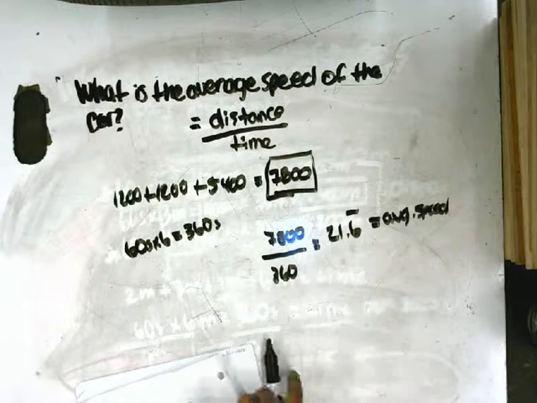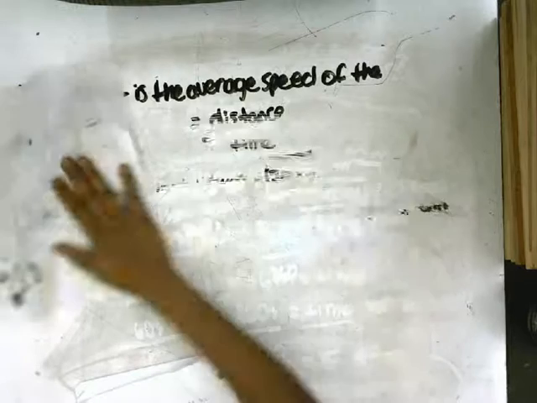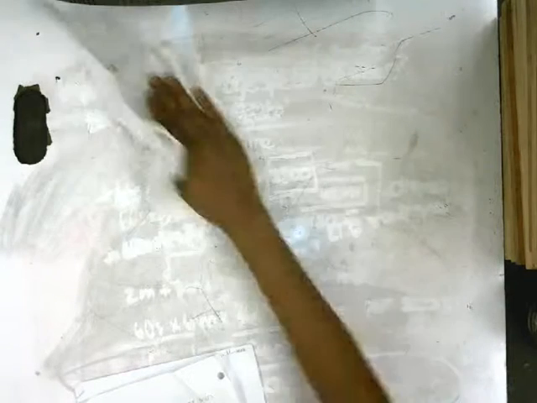Now, moving on to problem number 3. It says a car travels in the negative x direction at a rate of 10 meters per second for 4 minutes, then stops for 1 minute, then the car turns around and travels at a rate of 15 meters per second for 6 minutes. What is the average velocity of the car?